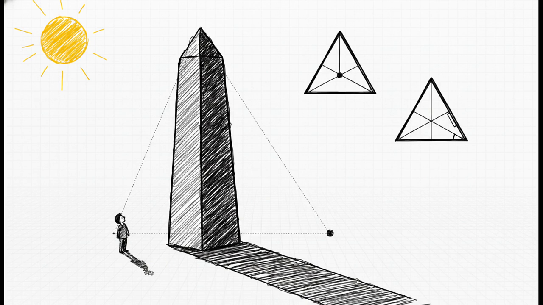And finally, the big payoff. By leveraging these proportional relationships, we unlock indirect measurement. Geometry isn't just about shapes on a page. It is the ultimate tool for measuring the seemingly unmeasurable world around us.